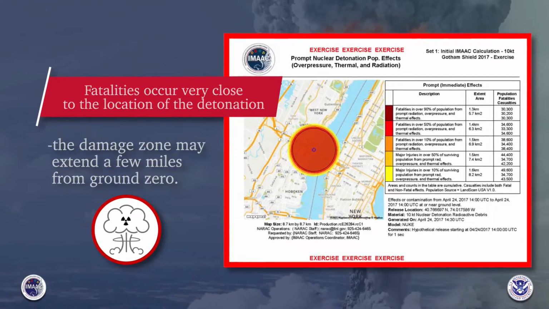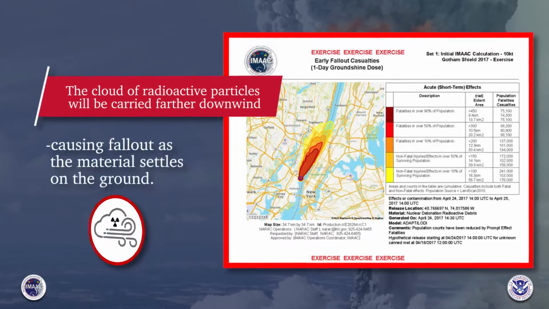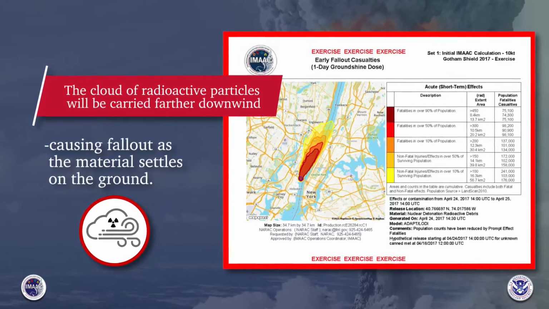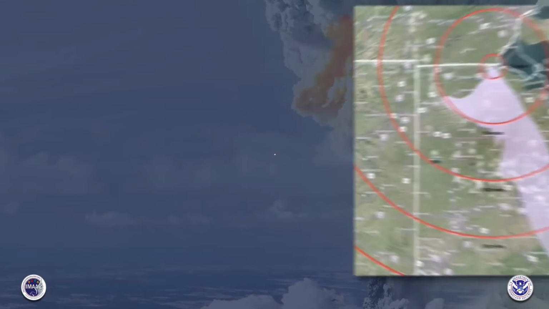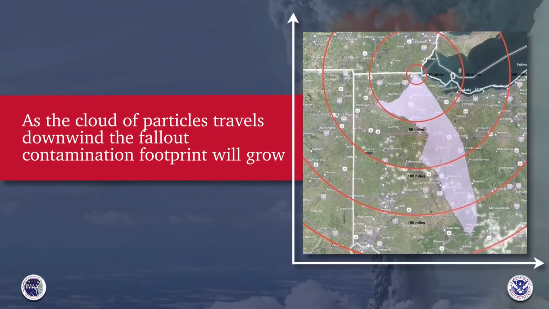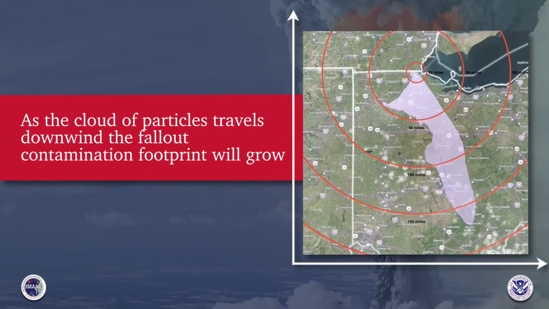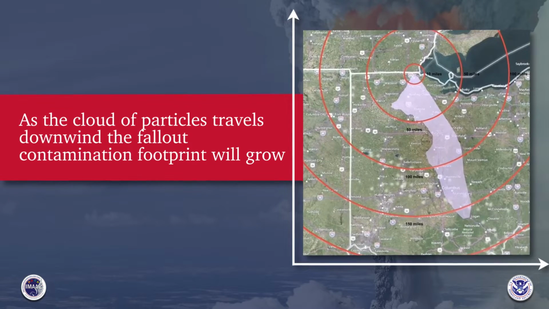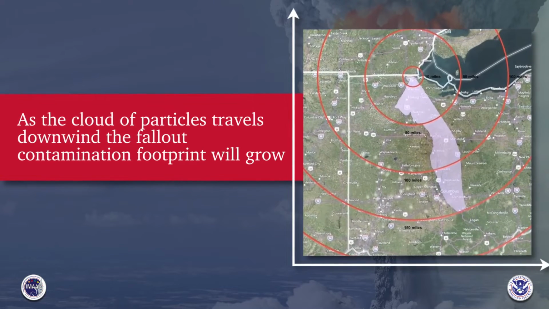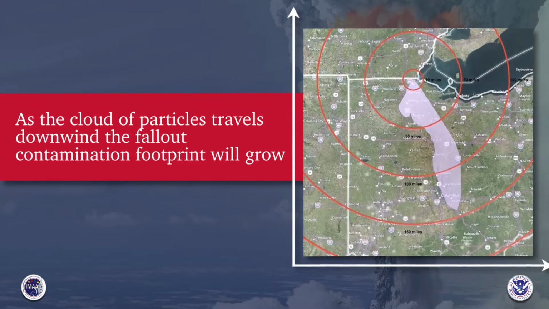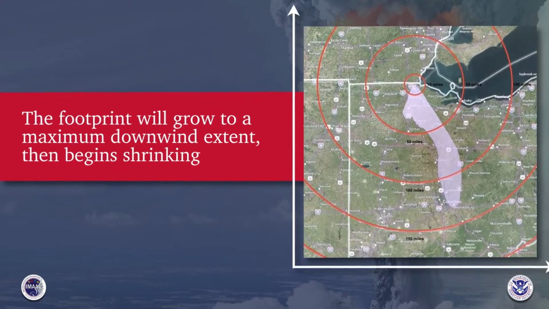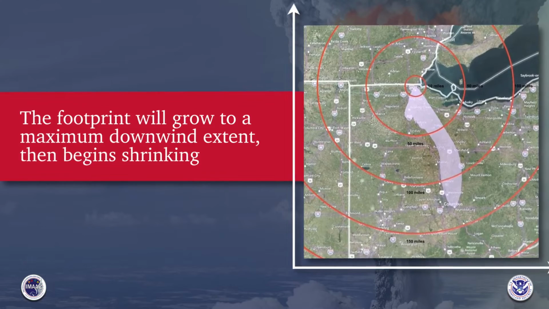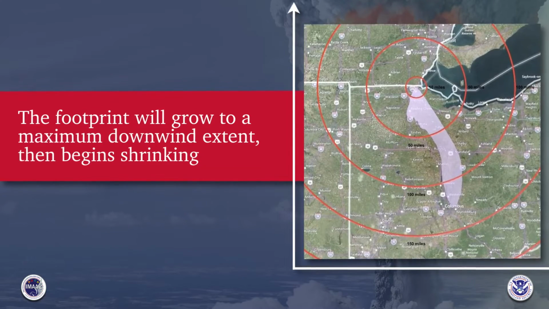In contrast, the airborne cloud of radioactive particles will be carried farther downwind, causing fallout as the material settles on the ground. As the airborne cloud of particles travels downwind and deposits on the ground, the fallout contamination footprint will grow. At the same time, the short-lived radionuclides resulting from the nuclear detonation will decay quickly, so the simultaneous effects of deposition and decay will result in a footprint that grows to a maximum downwind extent, then begins shrinking.